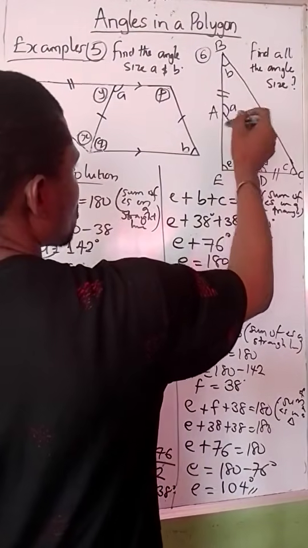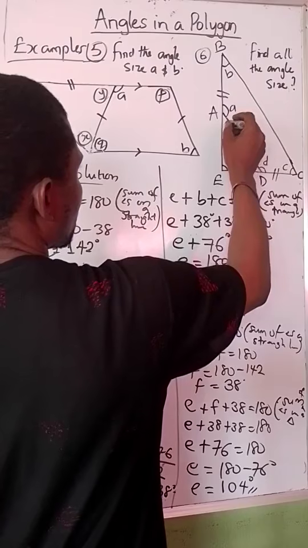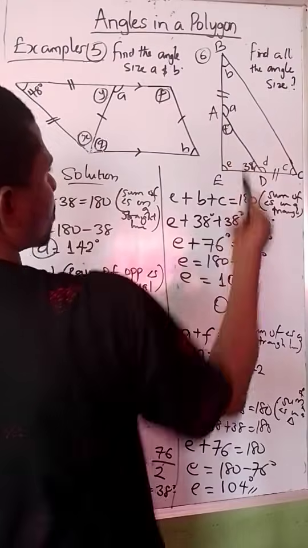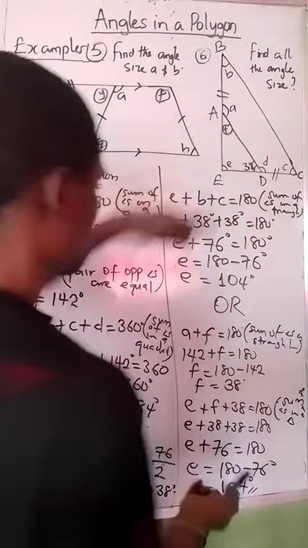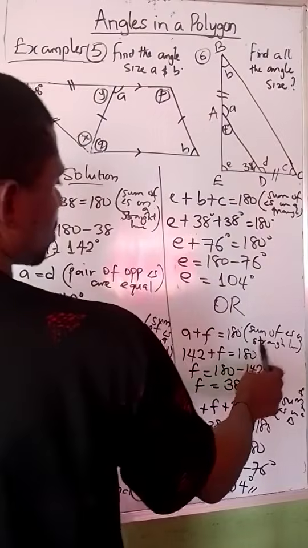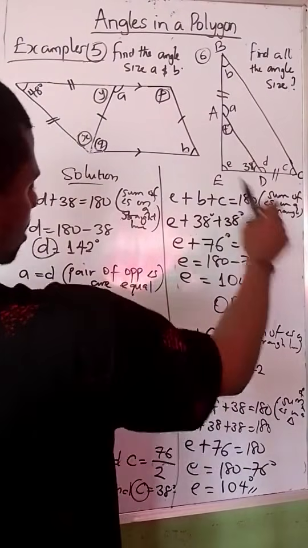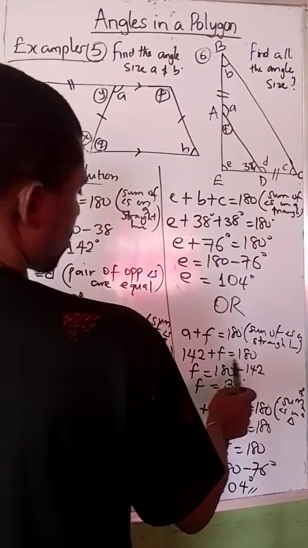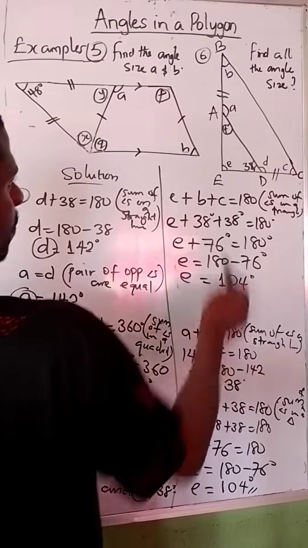Or you can say, but that will be longer, let's represent here to be F. We are not given this, so we can make it F. So A plus F equals 180 degrees, because we're on a straight line. Since we have gotten our A to be 142, take it away from 180, you have your F.